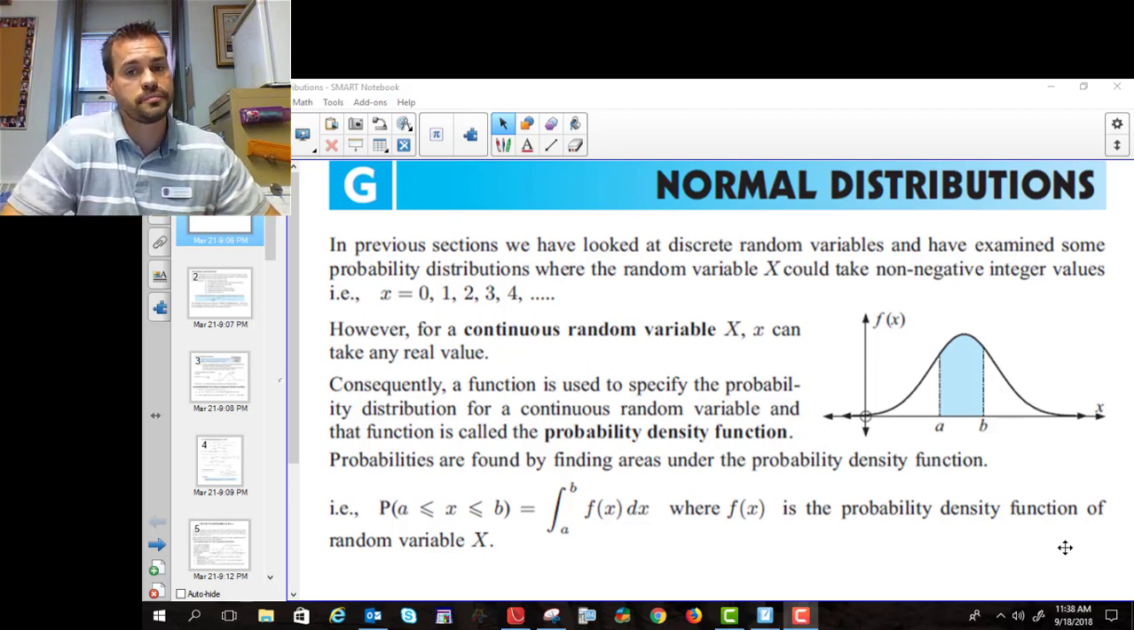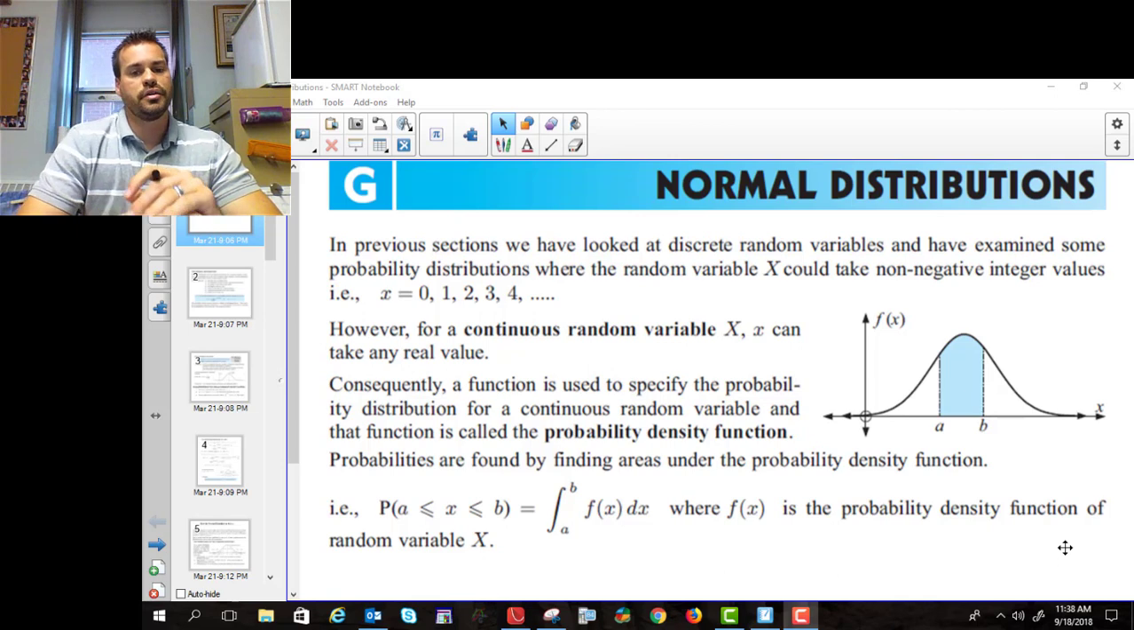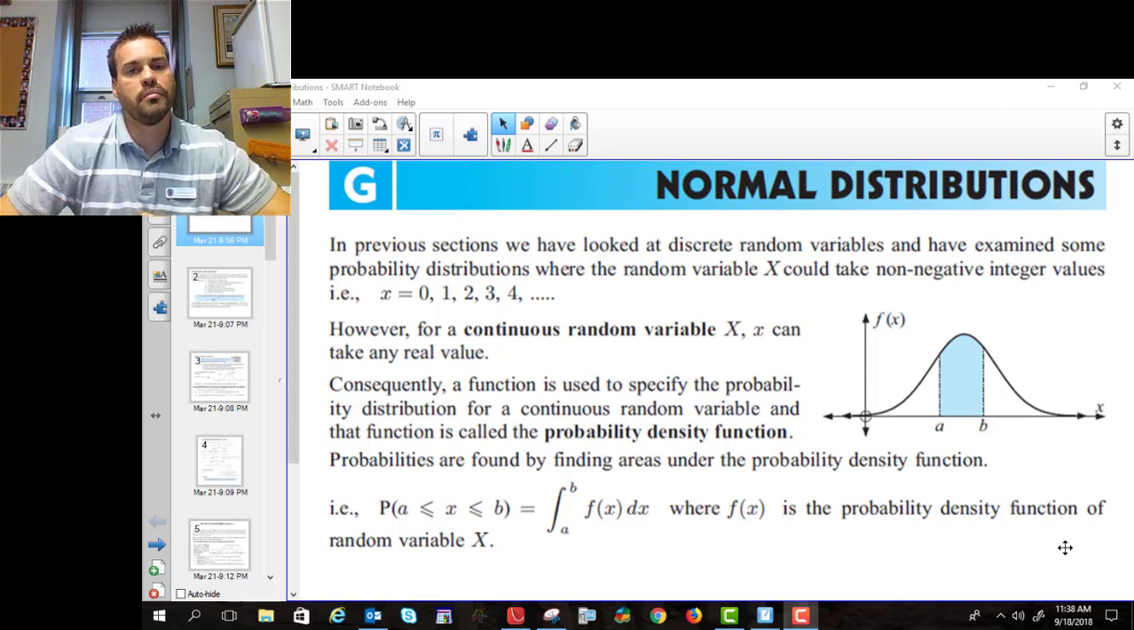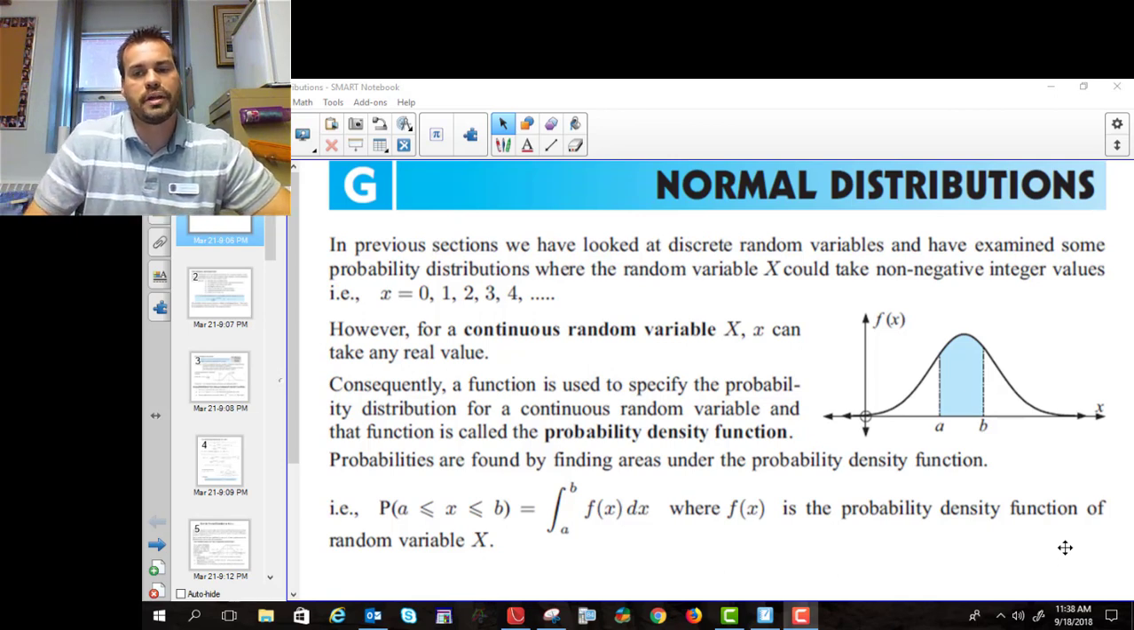So normal distributions are a little bit different because it's a continuous random variable, and because of that, it can have any real number. So we're used to binomial distributions being either 0 or 1 or 2, but there's nothing in between. With continuous distributions, there is something in between. And so because of that, each individual value doesn't really have much meaning. And so we're going to look at ranges instead.